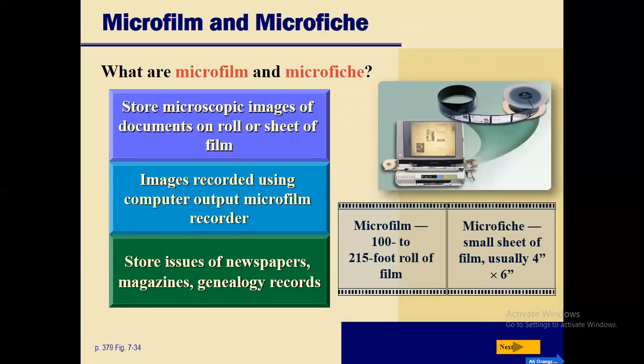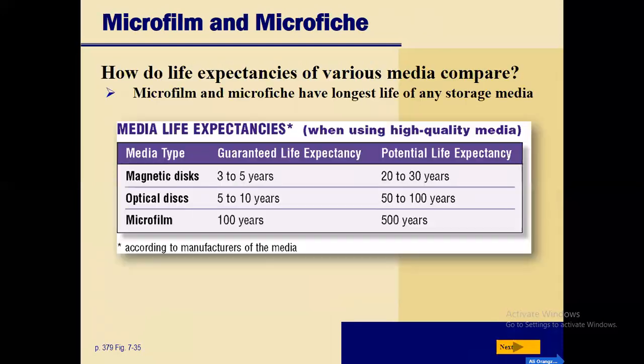Microfilm and microfiche are types of devices that store microscopic images of documents, or we can scan the document, thesis, newspaper or magazine into digital form. These are some of the media types, where the magnetic disc, optical disc, and microfilm can store some type of information.